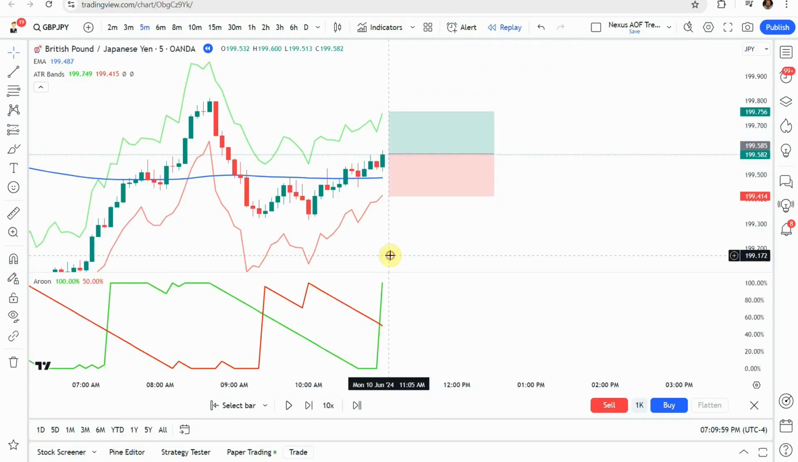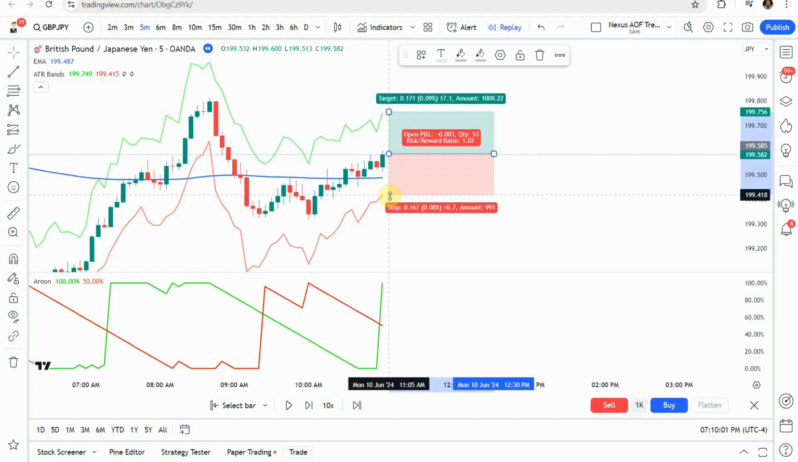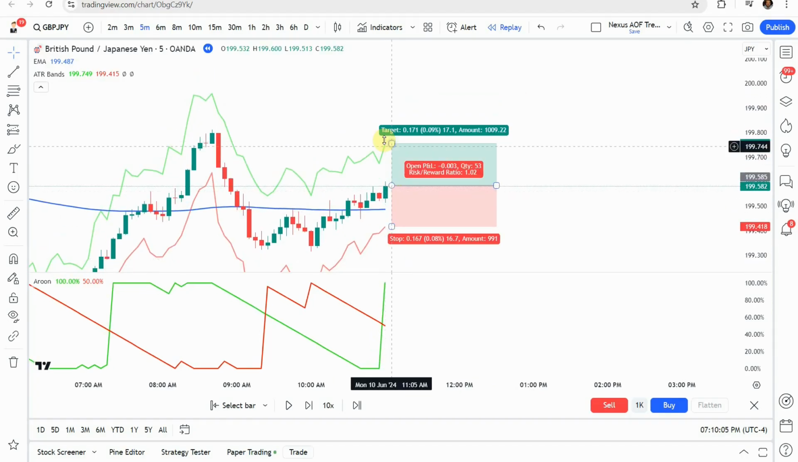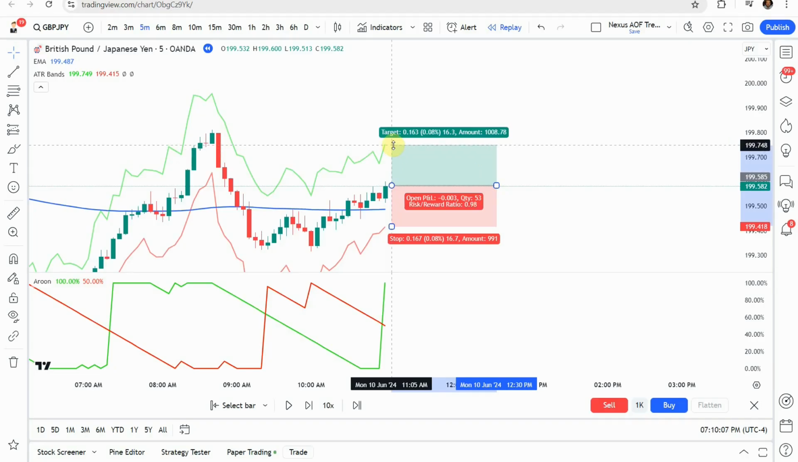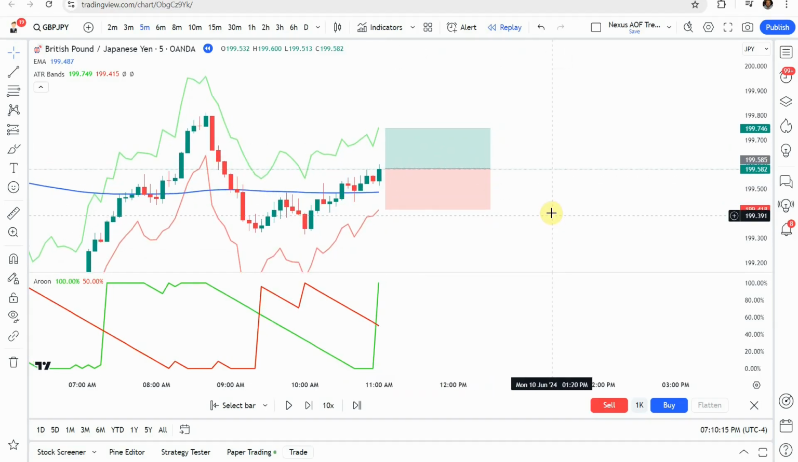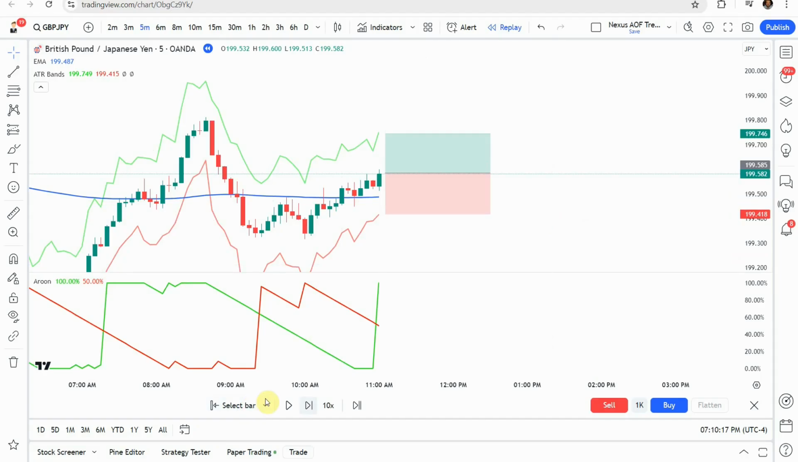I'm going to put our trade right there. I'm going to put our stop right at the lower red ATR band this time. And we're going to put our take profit right at the upper green ATR band. And so again, really close to a 1-to-1 risk reward. Let's go ahead and play this one forward and see how it plays out.